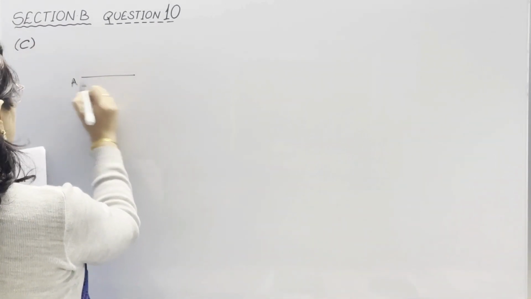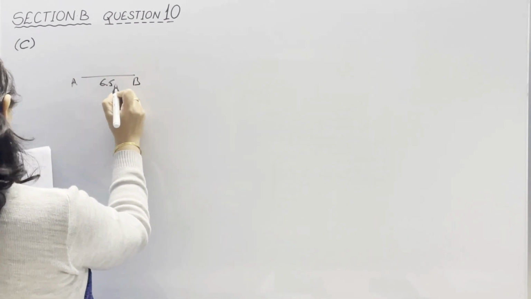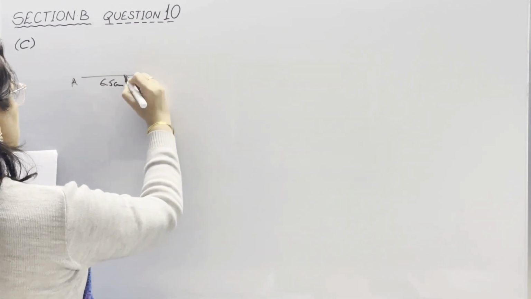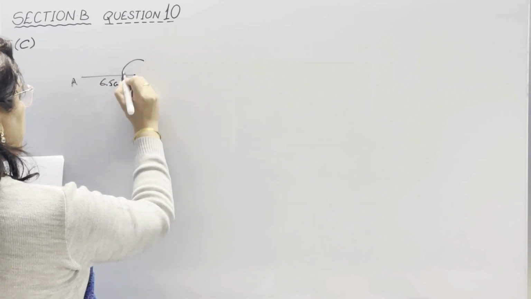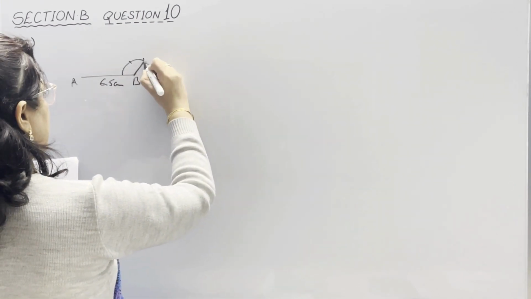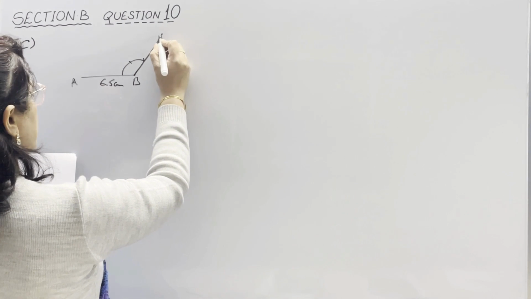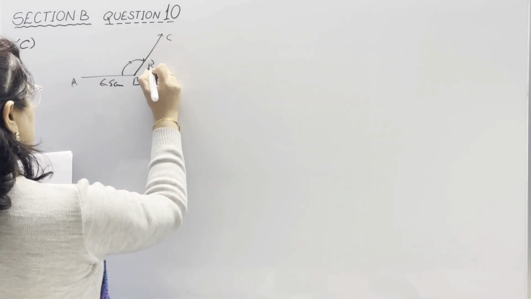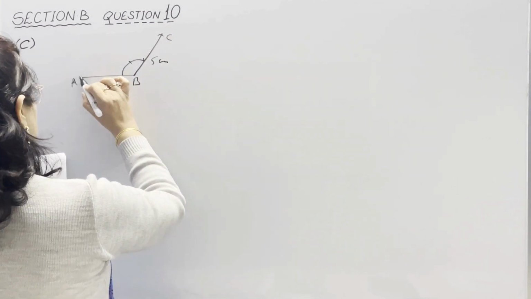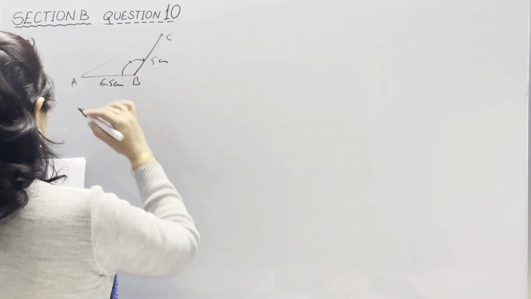This value AB is given as 6.5 centimeter, and then we need to draw the angle of 120 degrees by making an arc, and then cut it at point C, which is BC is equal to 5 centimeter. Then we need to join. This is our triangle ABC.